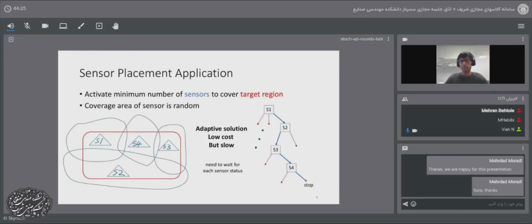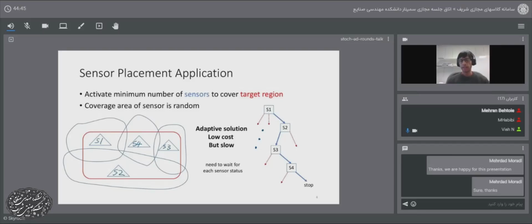So as you can observe, this solution is adaptive because it makes use of incremental information that it observes after placing every sensor. And because it makes use of all the information available at any point in time, it has the potential to have a low objective value or a low cost.